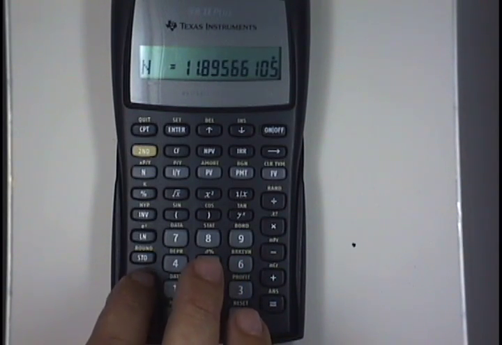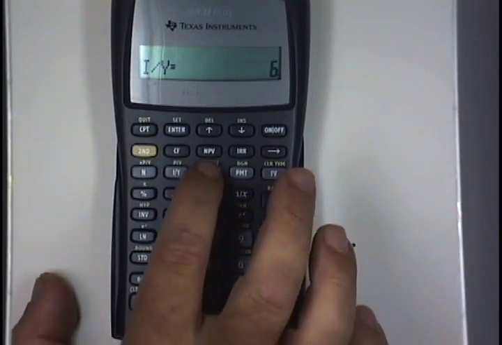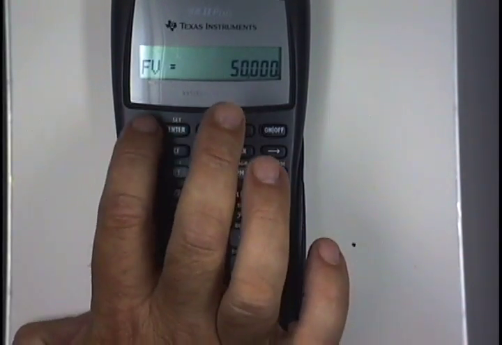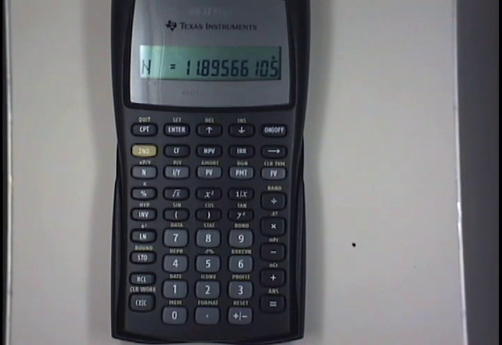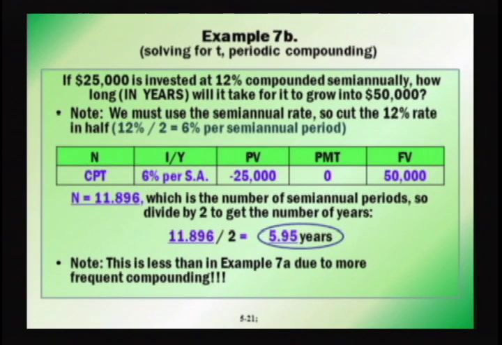Let's recall N, clear, recall I over Y was 6, recall present value is 25,000, recall payment was 0, recall future value is 50,000. Compute N is 11.89 semi-annual periods. So to get to the number of years, we would divide by 2, 5.95 years. So we've shortened the time frame just a little bit by compounding semi-annually. Because of the more frequent compounding, it's less.